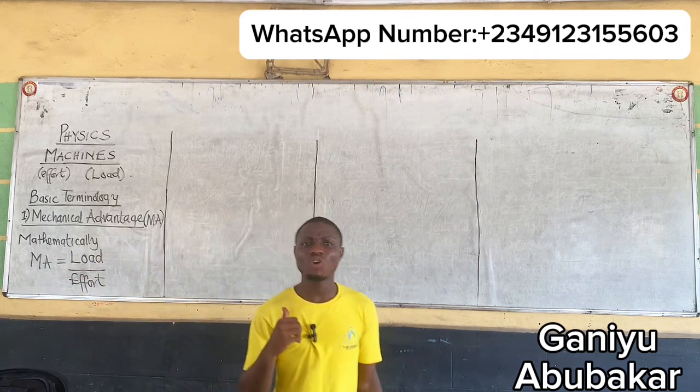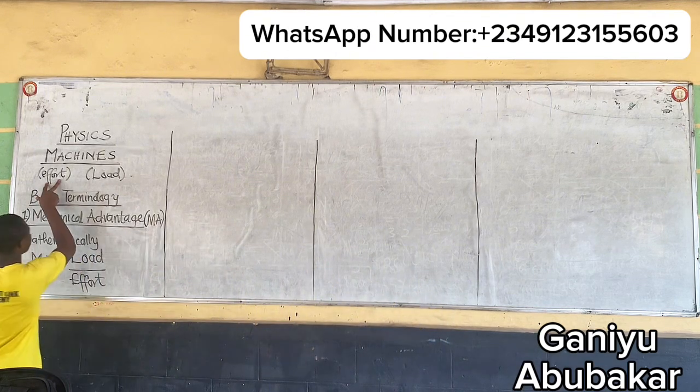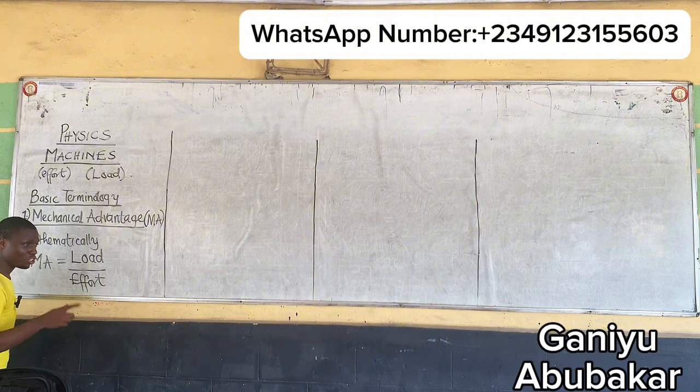Why is this called force ratio? It's easy. I just told you that effort is a kind of force measured in Newton. Load also is a kind of force, measured in Newton. So there are two forces, and this becomes a ratio of two forces. That's why this is called a force ratio.